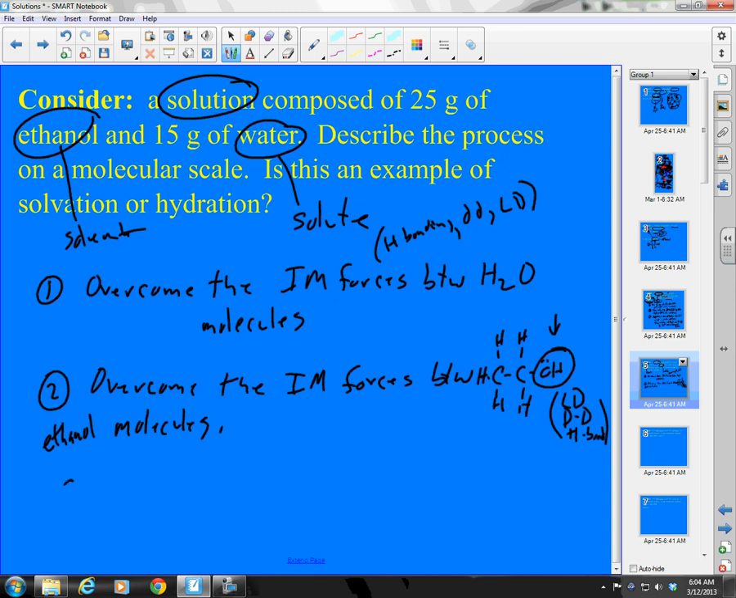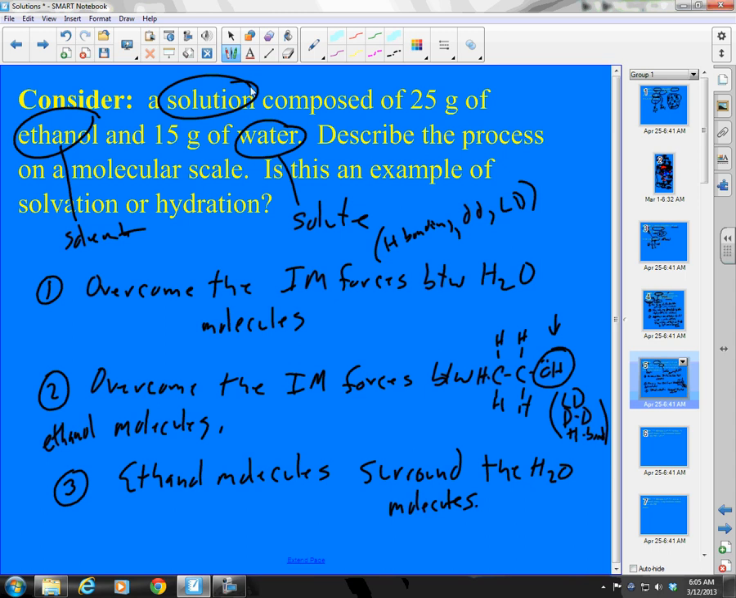And then 3, what happens? The ethanol molecules now surround the water molecules. And if you were more specific, you would say the positive side of the ethanol surrounds the negative side of the water, and the negative side of the ethanol surrounds the positive side of the water molecules. Good. But that would be enough for me. Ethanol molecules now surround the water molecules.